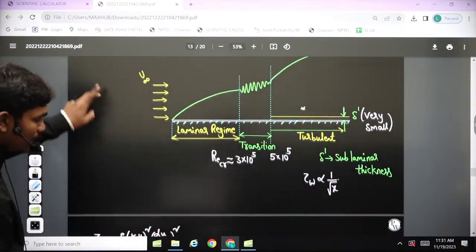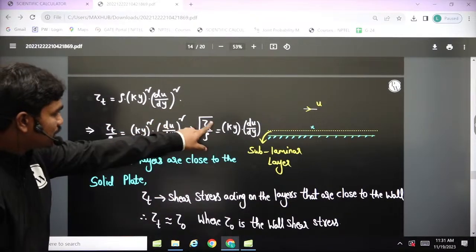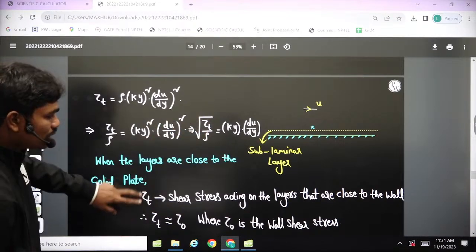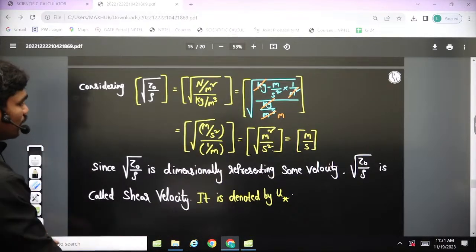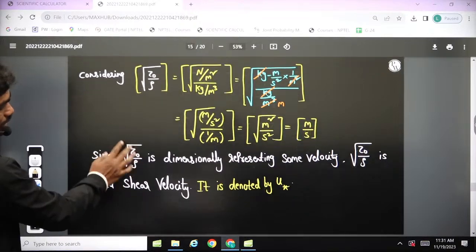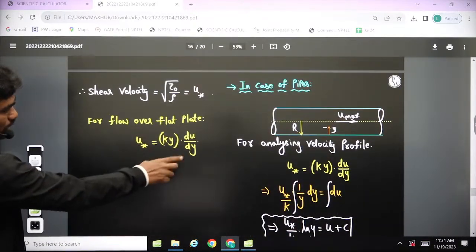Okay, so then when you keep that equation here, and if you do a bit of nondimensionalization, what you'll get is root of tau naught by rho. This component tau naught is called the wall shear stress, which we might talk about later. U star, it's called. Yeah, so you can see this is called U star, and it is root of tau naught divided by rho in this case. Okay, and defining this as U star, this is a differential equation.